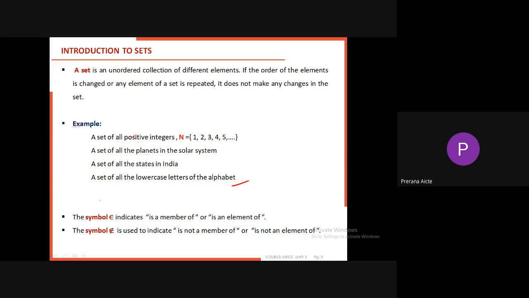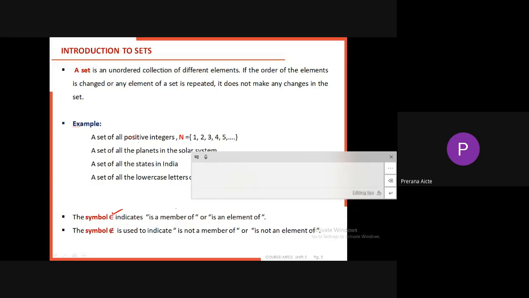Whenever we are working with a set, we may use two operators or symbols. That is the membership operator. If any element belongs to the set, then it is represented with belongs to. If any element does not belong to that particular set, then I can say it does not belong to. Suppose in this set, 2 is there, then 2 belongs to that particular set N. And let us take minus 1: minus 1 does not belong to N. So like that, I can use this.